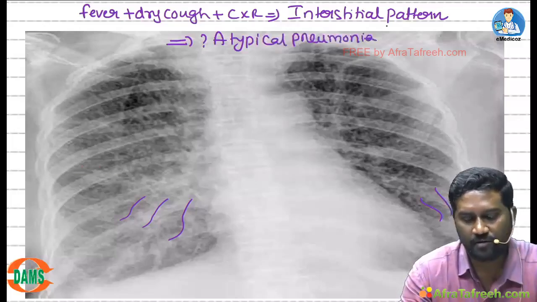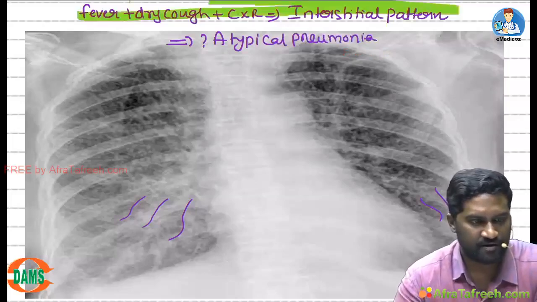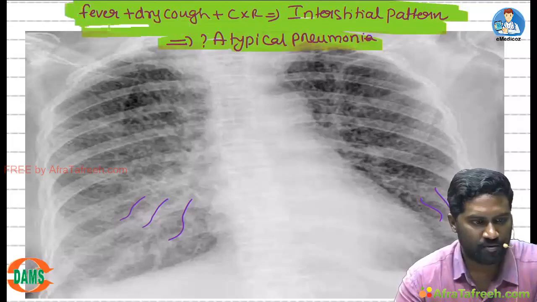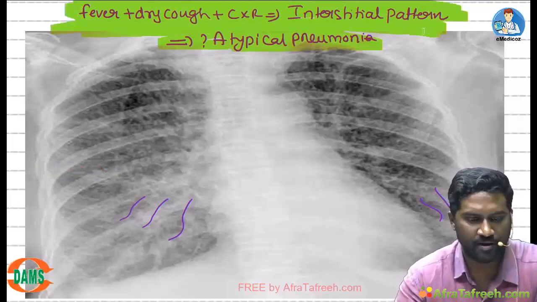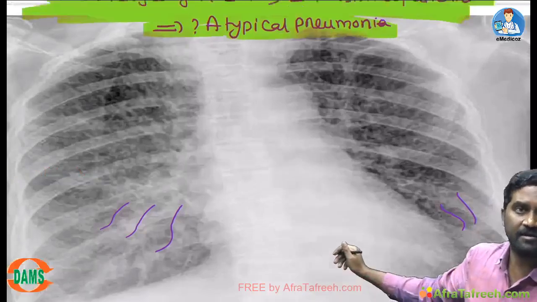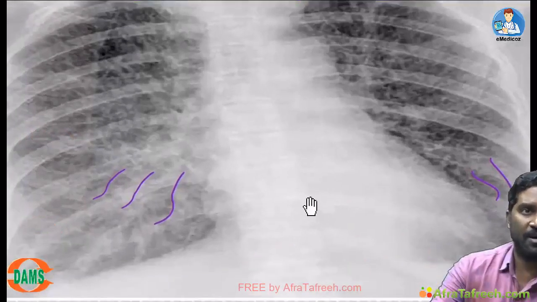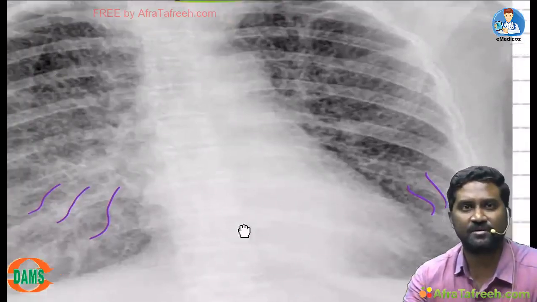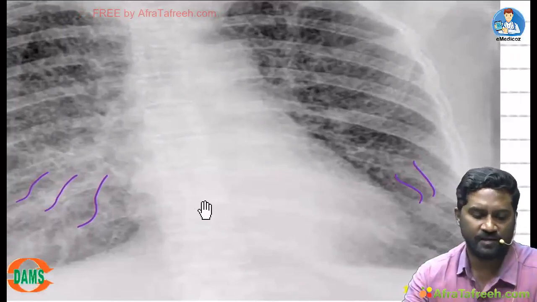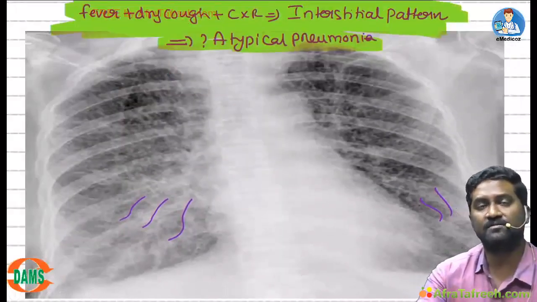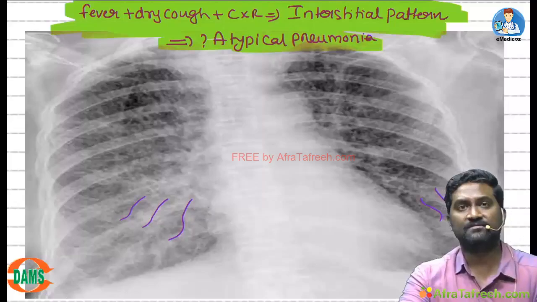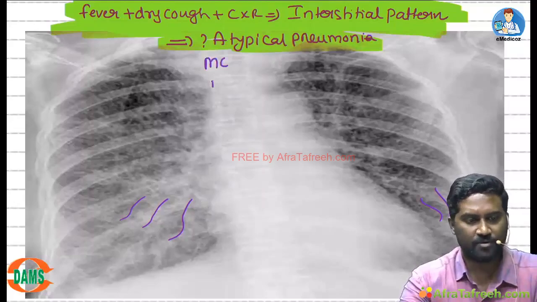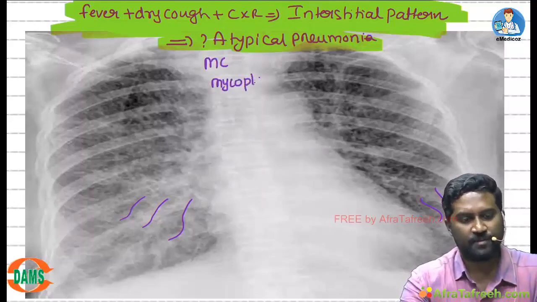When you see this in combination, your suspicion should be atypical pneumonia, students. And what is the most common cause of that atypical pneumonia? So this is the interstitial pattern. You can see only mild haziness. So there is no actual consolidation, slight increase in density. This mild haziness is called as interstitial pattern. This is suggestive of atypical pneumonia. And in atypical pneumonia, most common, your answer should be mycoplasma.